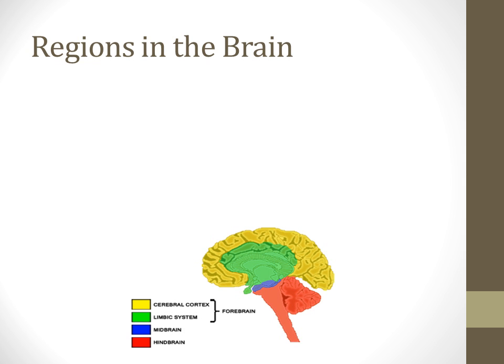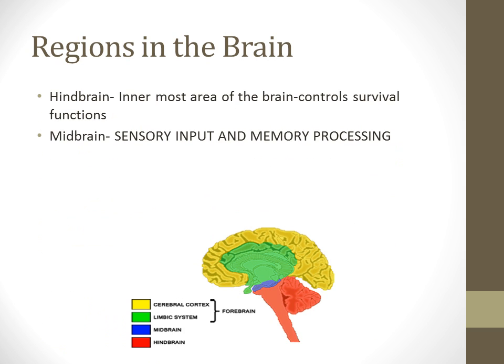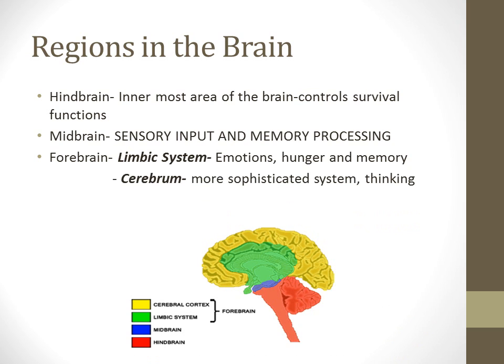So let's go back to the regions of the brain, which we've been talking about for the past couple videos. The regions of the brain start with the hindbrain, the oldest structures, the structures for survival. That moves to the midbrain, which controls your sensory input and your memory processing. We learned in the last section about the limbic system, which is mostly controlling your emotion, hunger, and memory, known as a part of the forebrain. And the second part of the forebrain we're going to look at is the cerebrum, otherwise known sometimes as the cerebral cortex.